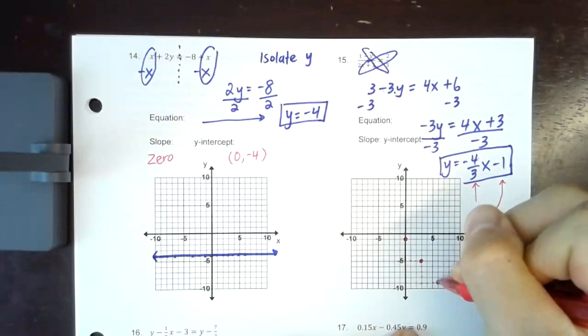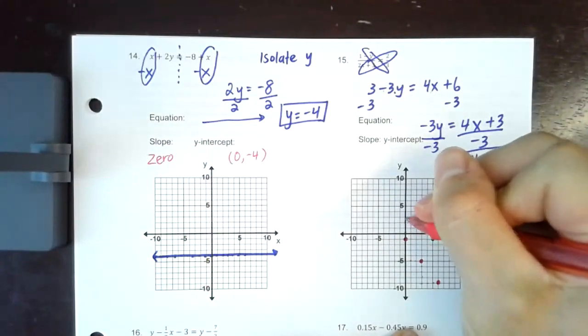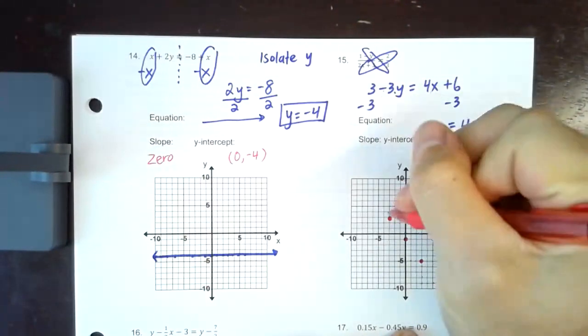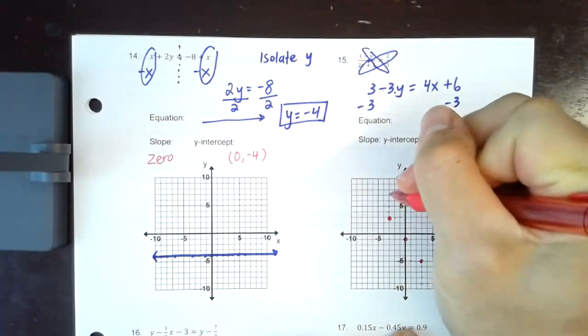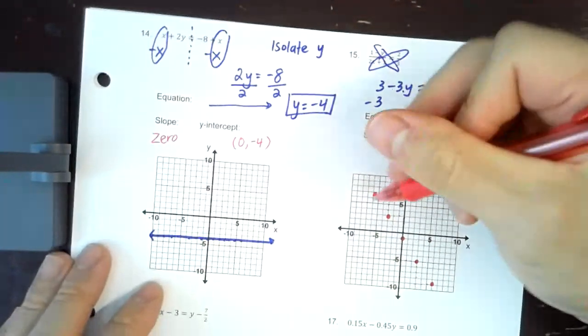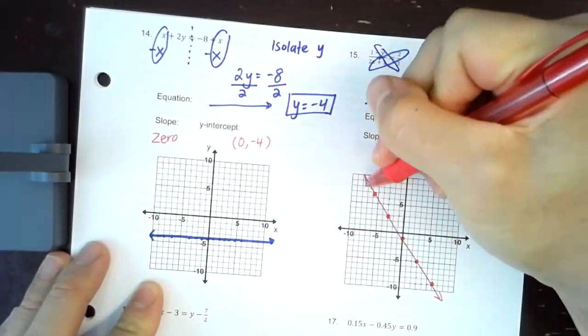Okay, let's do a reverse one. Up 4. 3 to the left. Up 4. 3 to the left. Once you have a fair amount of points, you then can connect them and you have your equation.